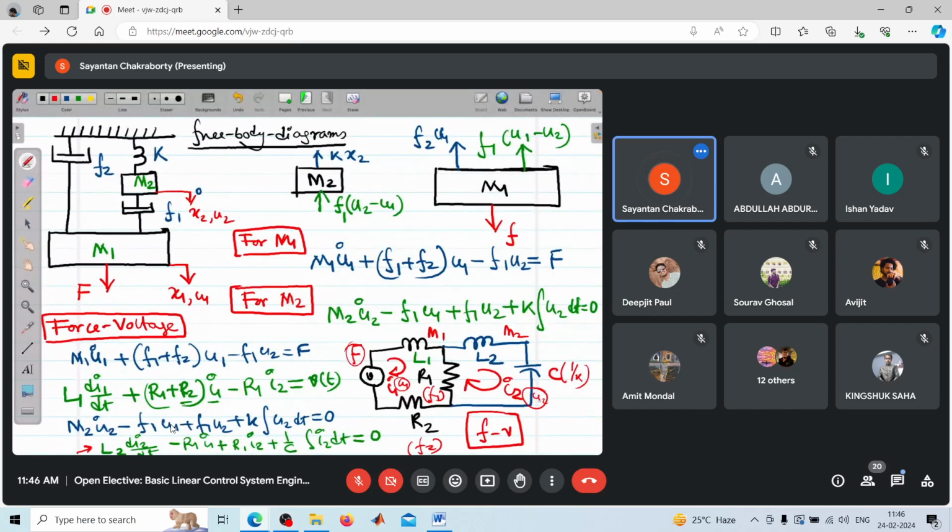Now, you understood this? Yes, sir. And I've derived this circuit by observing these two equations.